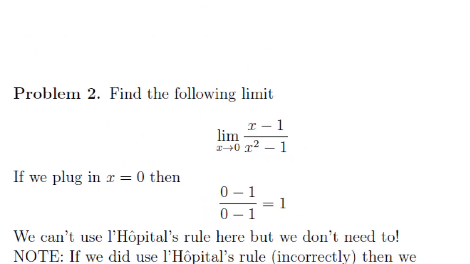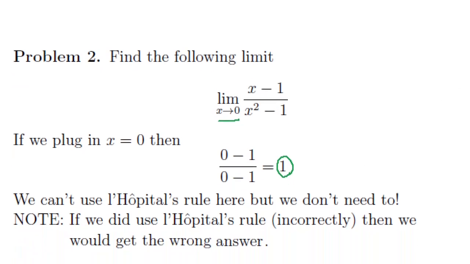In problem 2, we want to find a limit of the same ratio as in problem 1, but this time x is going to 0. If we put x equal to 0 in this fraction, we get the number 1. This is not an indeterminate form, so we cannot use L'Hopital's rule, but we don't need to. The number 1 is just the limit, and we found it by substitution.